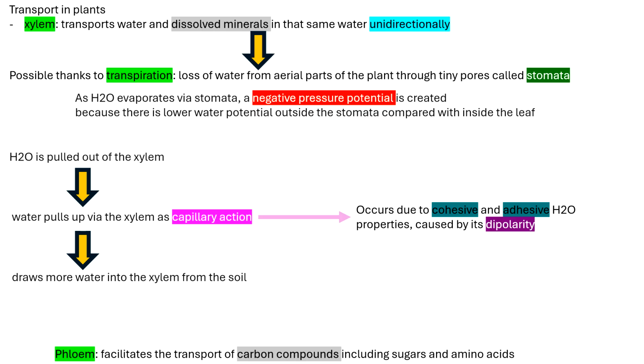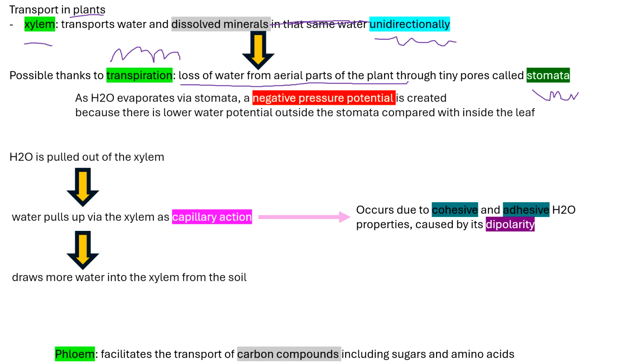Now we've done transport in animals. Let's look at transport in plants. First thing, you've probably heard of the xylem. It transports water and dissolved minerals, and it does so unidirectionally, so in only one direction. Now, the transport of water and dissolved minerals by the xylem is possible thanks to transpiration, which is the loss of water from aerial parts of the plant through tiny pores called stomata, which are on the leaves.